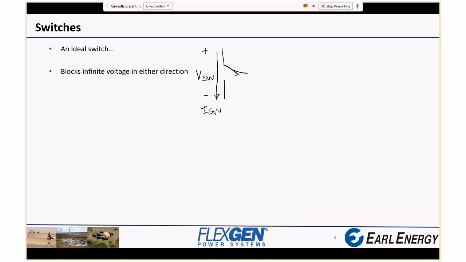The ideal switch, when it is open, like shown, can block voltage in either direction. So if a positive voltage is applied to it or a negative voltage is applied, it will prevent any current flow. You can think of it as when the switch is open, it is an infinitely large resistance. Zero current will flow with any voltage applied, either direction.